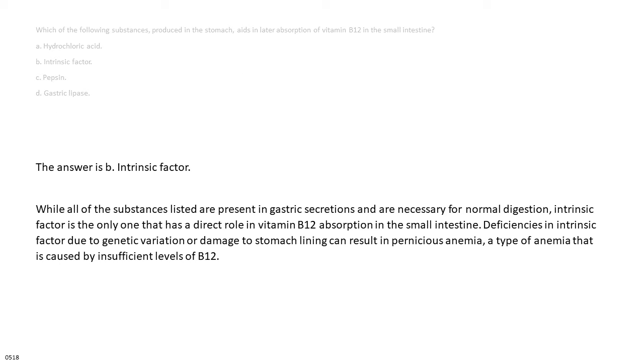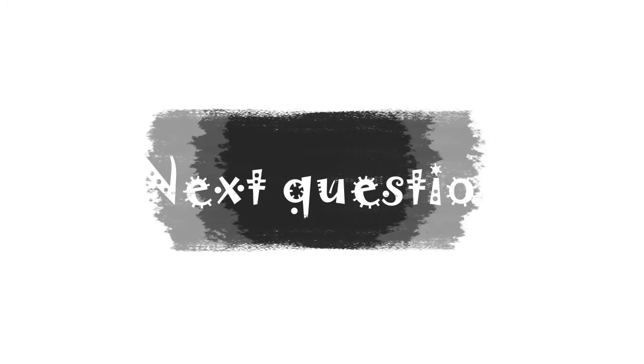The answer is B. Intrinsic factor. While all of the substances listed are present in gastric secretions and are necessary for normal digestion, intrinsic factor is the only one that has a direct role in vitamin B12 absorption in the small intestine. Deficiencies in intrinsic factor due to genetic variation or damage to stomach lining can result in pernicious anemia, a type of anemia that is caused by insufficient levels of B12.